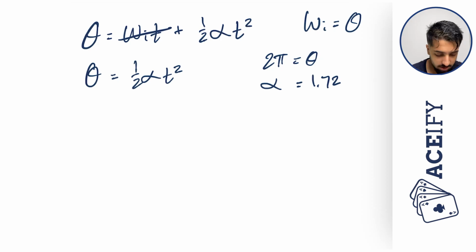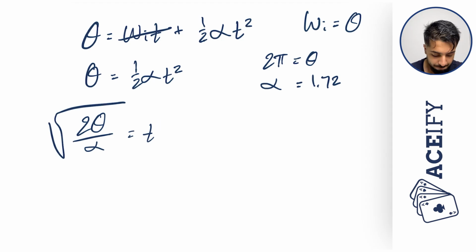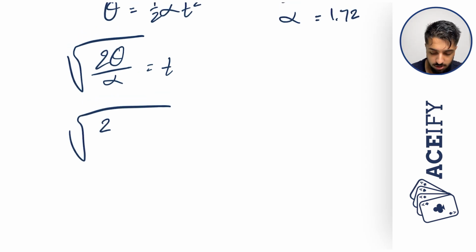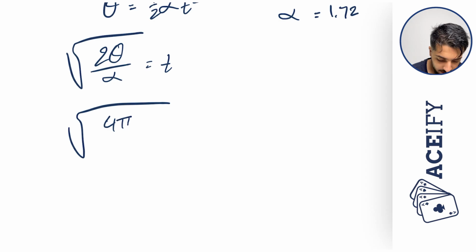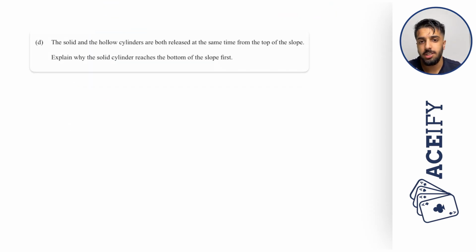And so rearranging for t, we get 2 theta all over alpha is equal to t squared, and we can simplify that to t is equal to the square root of all of that. Now plugging in our numbers, we have 2 times 2 pi, which is just 4 pi, all over 1.72, which is our alpha, and this gives us a time of 2.7 seconds. There we go.